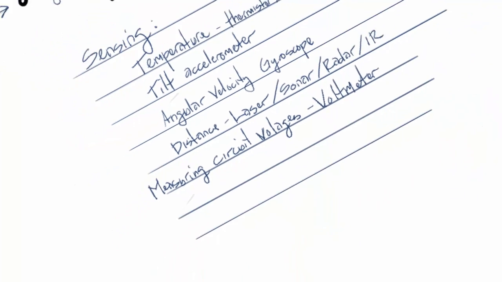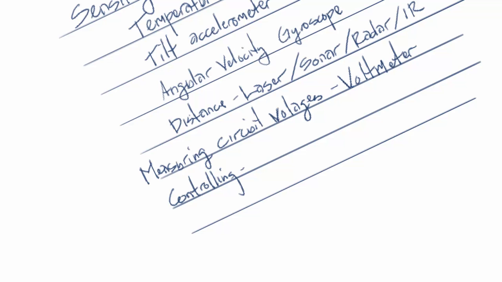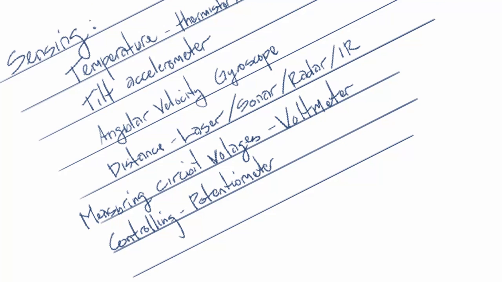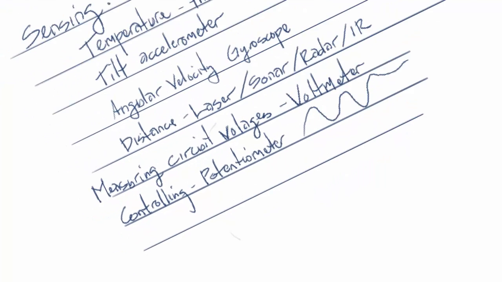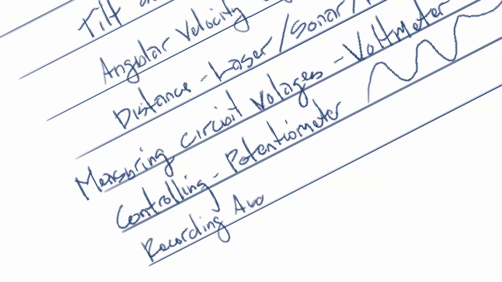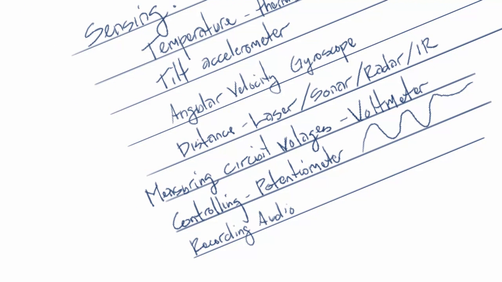You could even use it for controlling, like with a potentiometer. When you turn the knob of a potentiometer, the voltage goes up or down, and you can take that number and you can apply it in various different ways, maybe controlling a menu system or controlling the volume of some audio output. You could also use it for recording audio, which is probably in the sensing category, because that would be a microphone. And you can convert these analog variations to a set of numbers for each point.